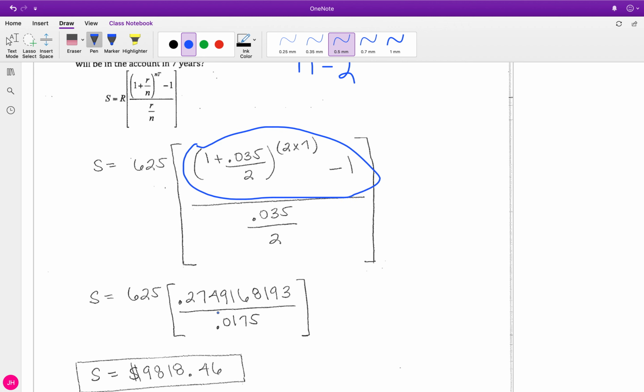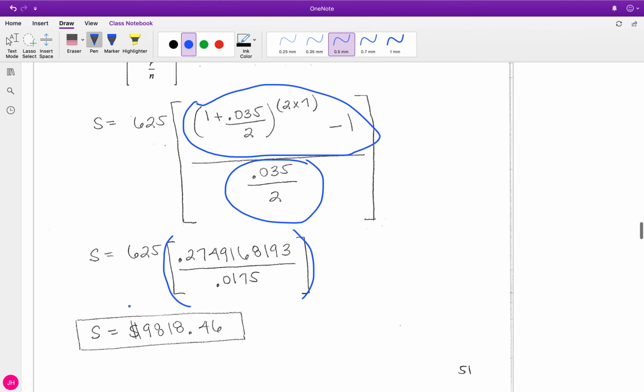That gives me a crazy decimal. Do not round. Type in the bottom part, crazy decimal, do not round. And then I can type in what I have written here. Now, if you don't have brackets on your calculator, just use the parentheses right there, and I get my final answer of $9,818.46. That's how much money I would have if I put in $625 each month. I'd have that much money for my down payment on my house.